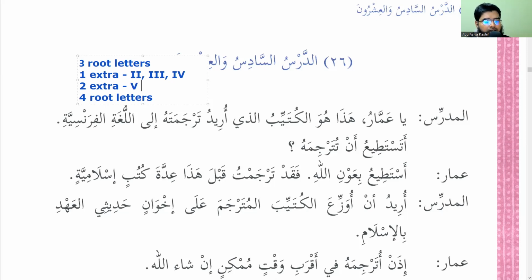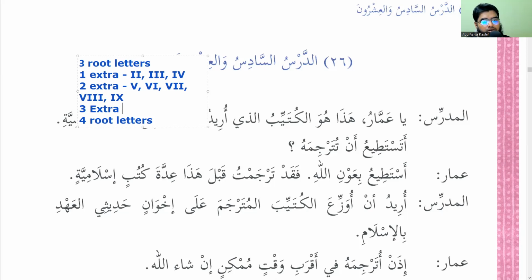We added ta and ein double, and form 6. And form 7 also 2 extra letters. And form 8, 2 extra letters. Form 9, how many in 9? 9 also 2 extra letters. Then you added 3 extra letters to the root letters. That was form 10. Right? This is all the story for all the 10 lessons which we did.